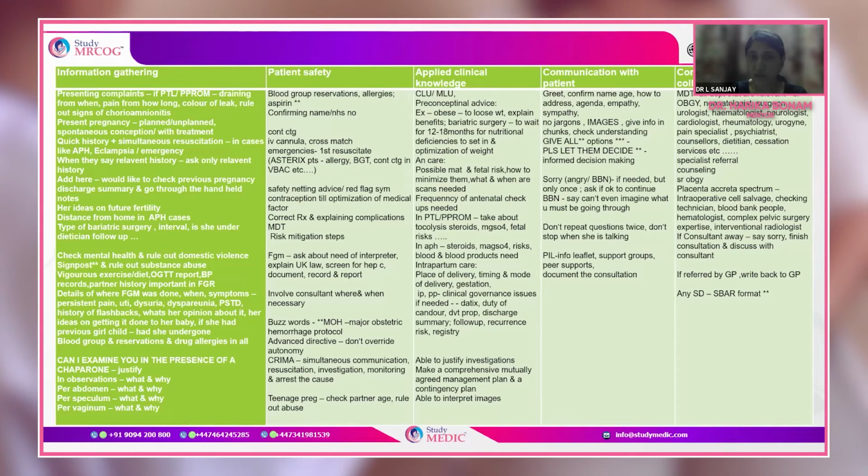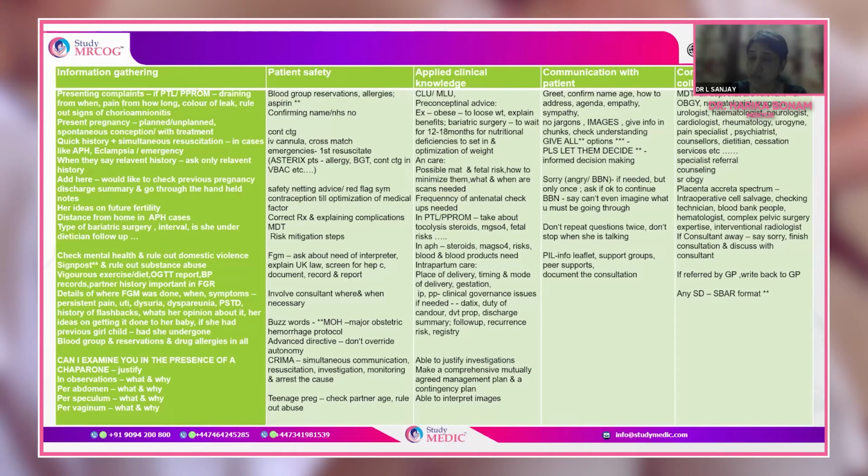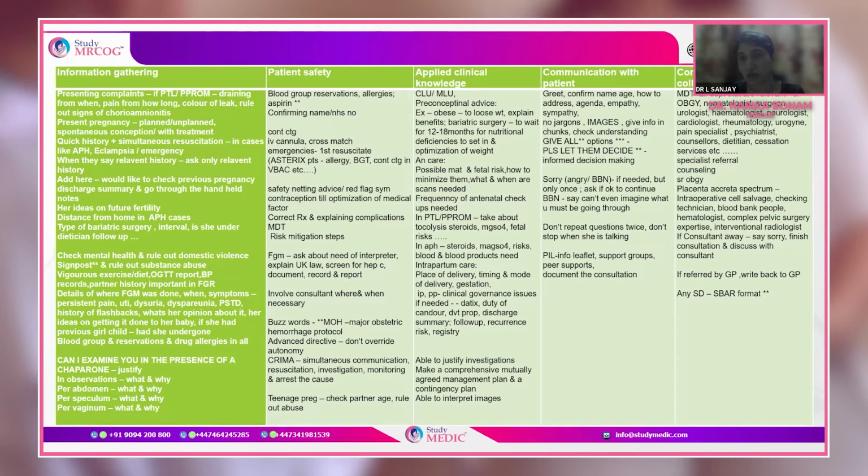To add on here, labor ward prioritization also, there are so many things which come in communication with the colleagues, there involving MDT, and also allotting the cases to different people who are there in your team. That also comes in the communication with the colleague. Okay.